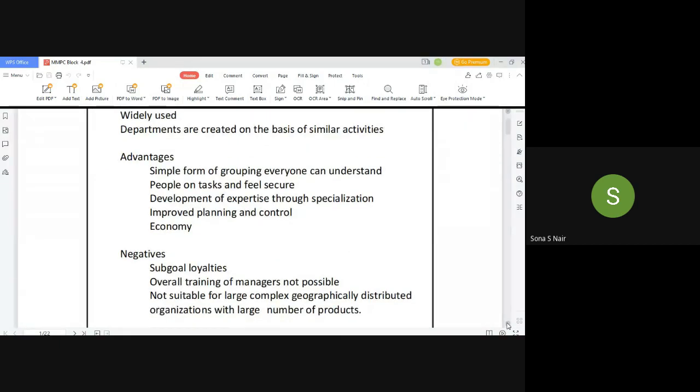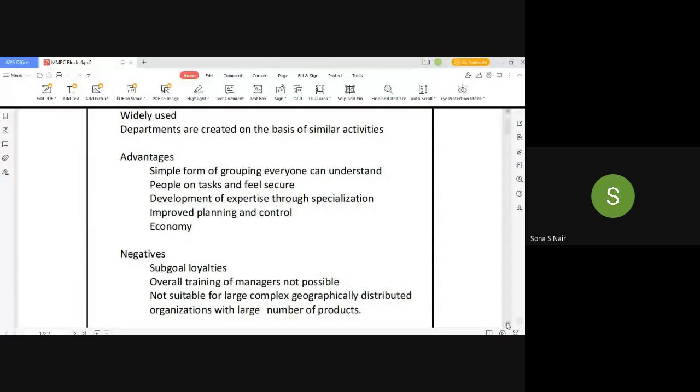Simple form of grouping, everyone can understand. I know my coworker is doing the same work, I'm also doing the same work. So it is a simple form of grouping. People on tasks feel secure. They can ask for help from each other because everyone is doing the same kind of work. Development of expertise, because the same kind of work being done over and over again by the same set of people in the department will lead to expertise. Everyone would know how to improve the efficiency in the department.